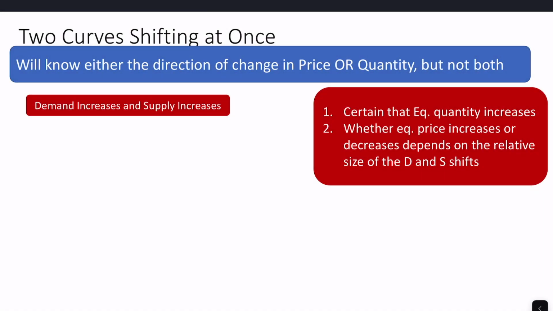Now we'll go through a demand increase and a supply increase at the same time. So when we have two curves shifting at once, we can either know the direction of the change in price or the quantity, but we're not going to know the direction of both.